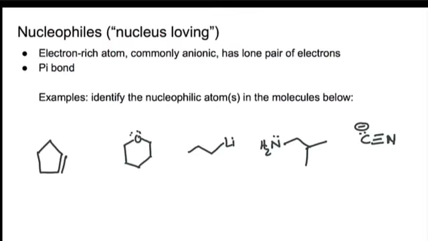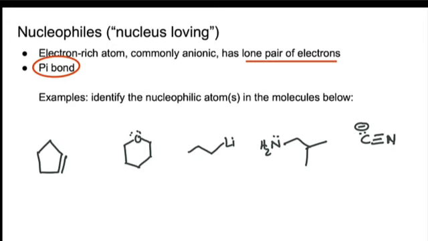Okay, so I'd like to introduce you to a term called nucleophiles, which, when you break it down, means nucleus loving. Philes means loving. So these are electron-rich atoms or groups of atoms that would like a positive charge. And so we're going to look for lone pairs of electrons, and also pi bonds could be another indication that we have a nucleophile. So here are some molecules below.